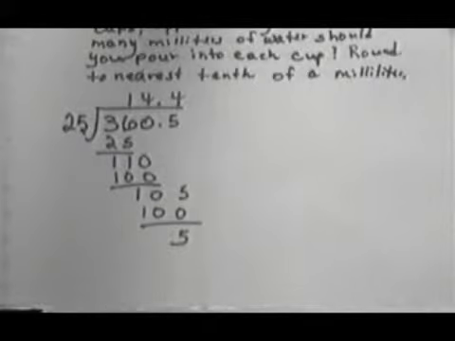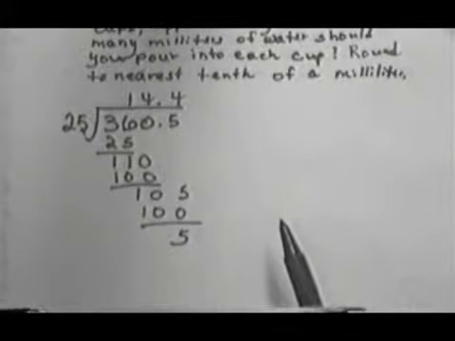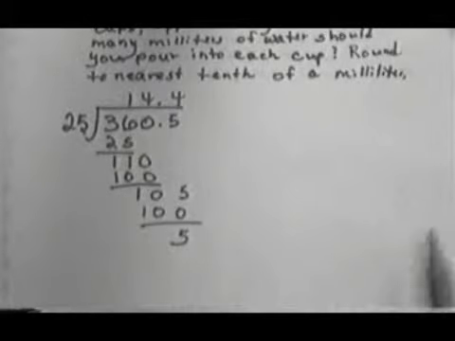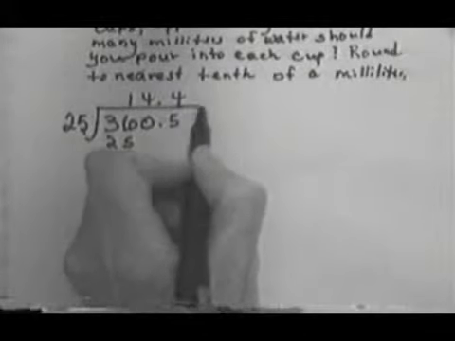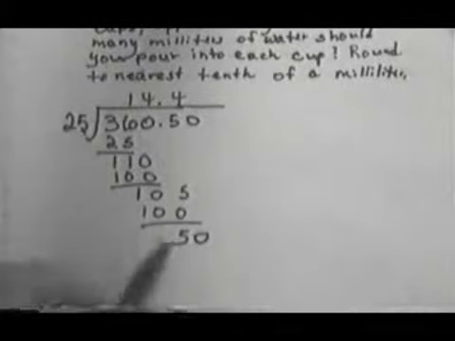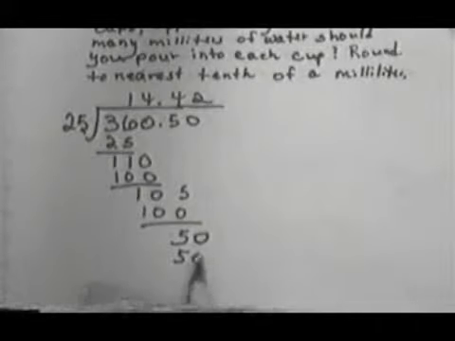Now, it doesn't appear that it's going to come out even, but this said to round to the nearest tenth of a milliliter. So if we want to round to tenths, tenths means one place. We always have to go one more place. So instead of tenths, we're going to need hundredths, so we need to add a 0 and keep on going. 25 goes into 50 2 times. 2 times 25 is 50.